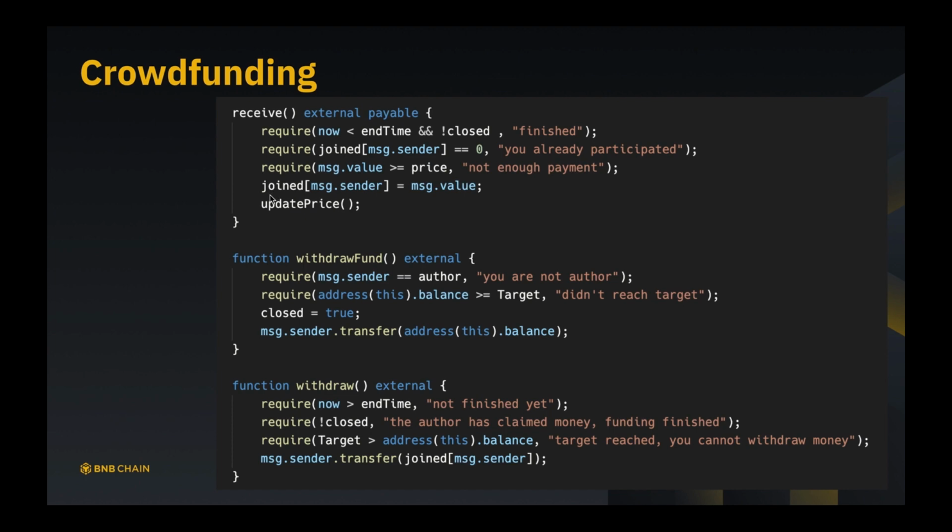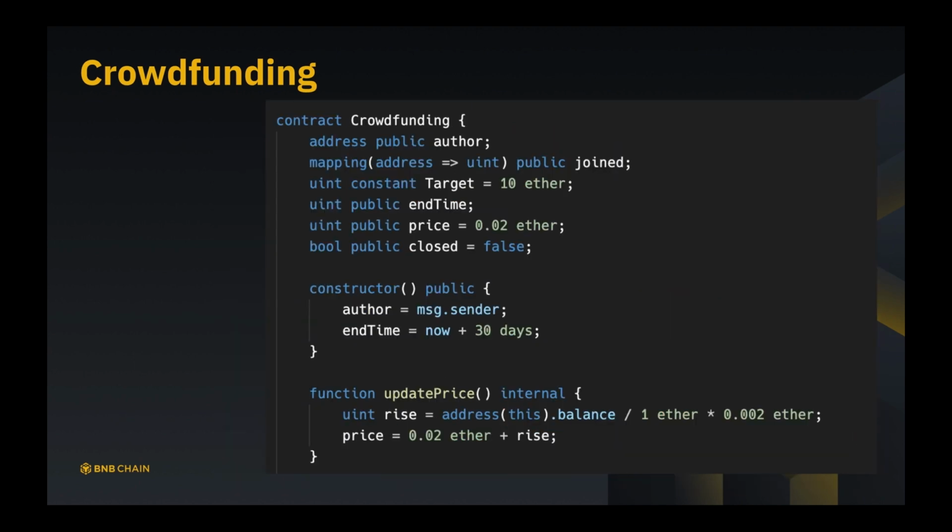After that, we mark the value of the current sender: join[msg.sender] is msg.value, and we call update price. We don't need to explicitly maintain the balance, because when we do update price, we use address(this).balance, and this is automatically how much money we are currently maintaining in the contract.